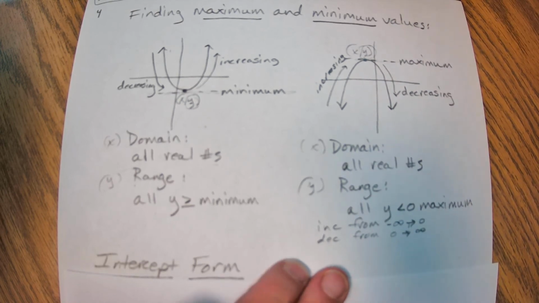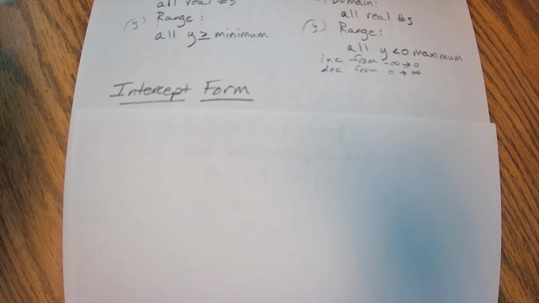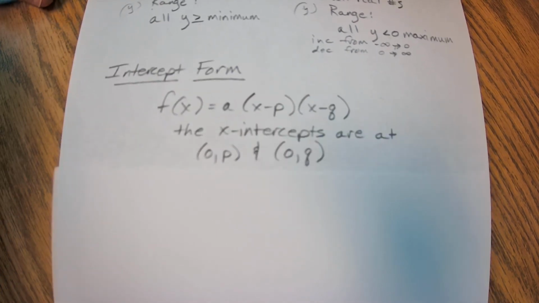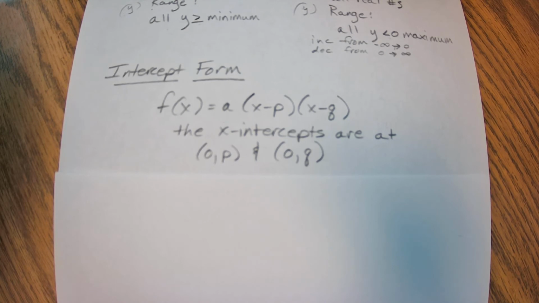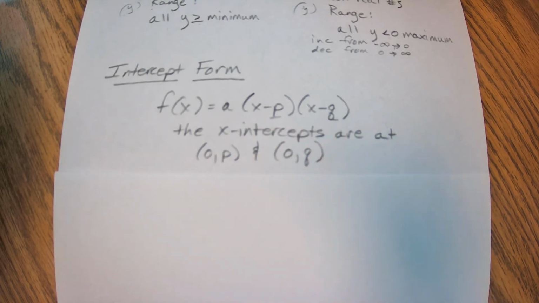All right. Now we're going to talk about the intercept form. So this is the third form of the equation of a parabola that we're going to talk about in this section, which will also be the quiz next week. Will be over these two sections, 2.1 and 2.2. All right, so the intercept form gives you, you guessed it, the x-intercepts. And the x-intercepts are at P and Q. All right.